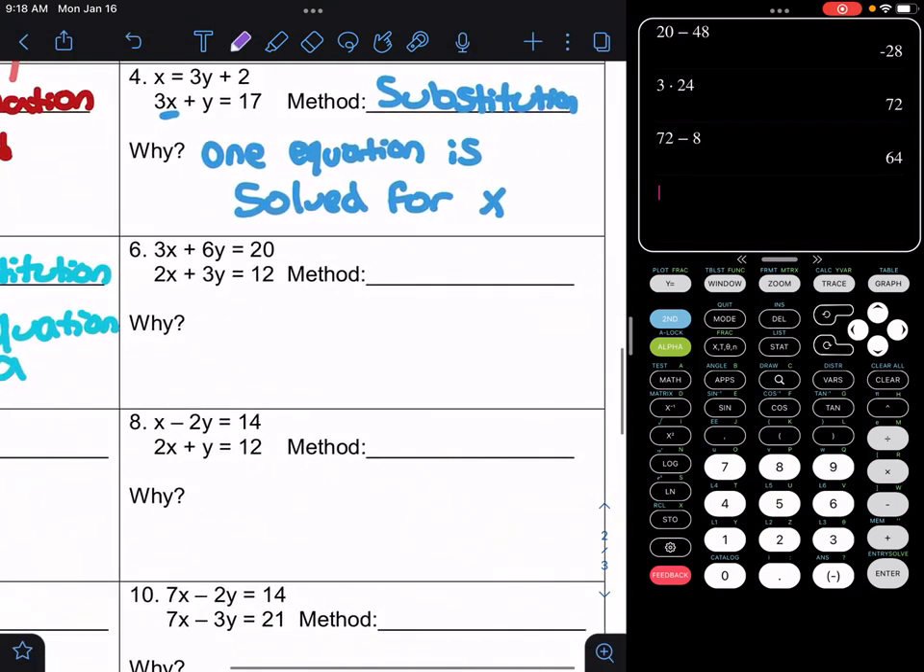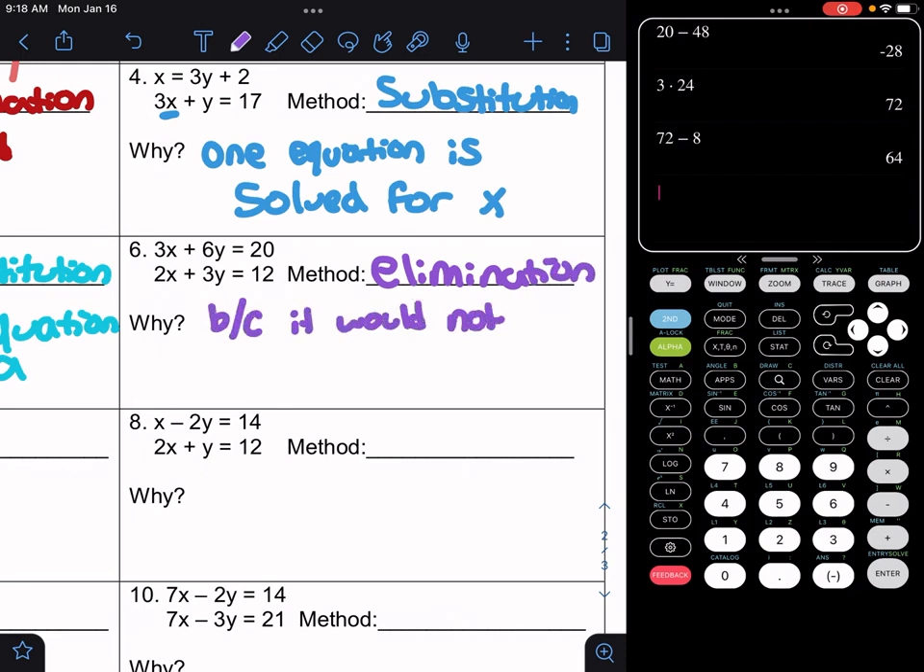Alright, this next one. Alright, so I know that it's not going to be substitution method because I don't see any of the coefficients have 1, so I'm going to use the elimination method. And why? Because it would not be easy to solve for x or y, since the coefficients aren't 1.